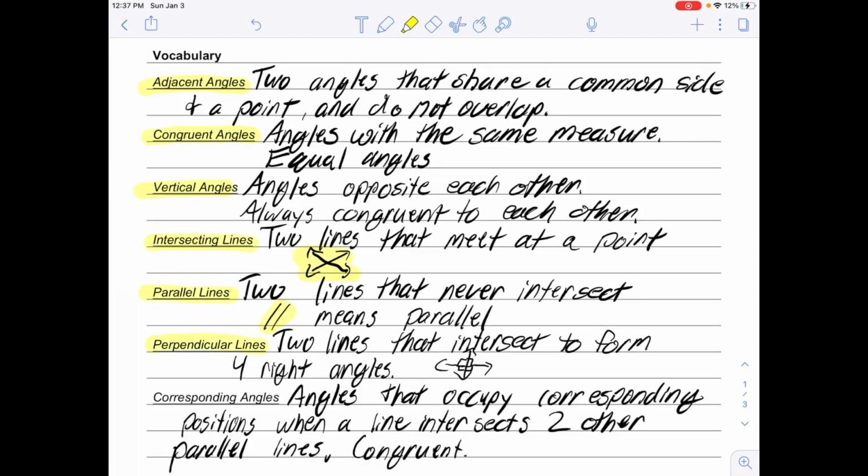Perpendicular lines are two lines that intersect to form four right angles. Again, I drew a little picture here. It's a little hard to see, but there is a little square in each of the corners. That means it's four right angles. And then our last one is corresponding angles. Corresponding angles are angles that occupy corresponding positions when a line intersects two other parallel lines, and they are congruent.